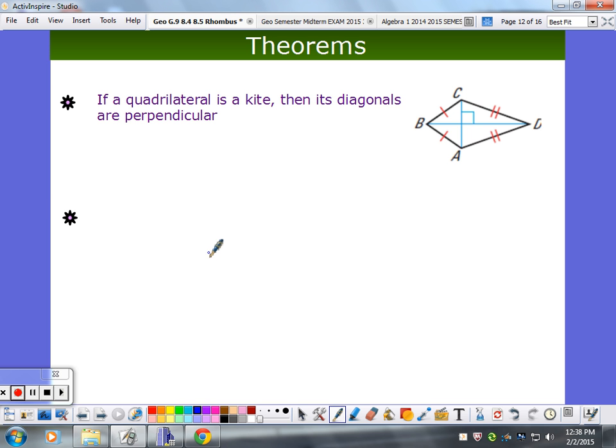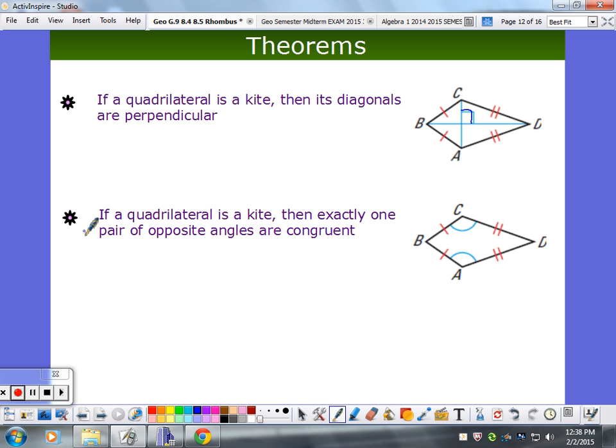If a quadrilateral is a kite, then its diagonals are perpendicular, just like a rhombus. Diagonals are perpendicular. In a quadrilateral that's a kite, exactly one pair of opposite angles are congruent, just one set. And where are they? Over here, in between those two non-congruent pieces.